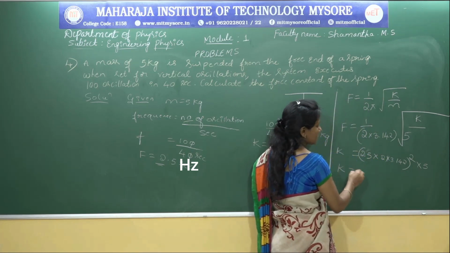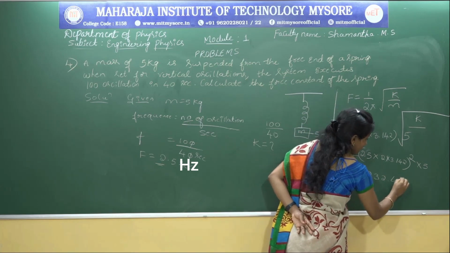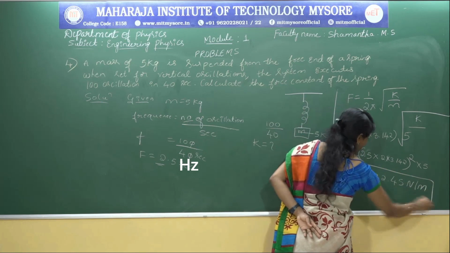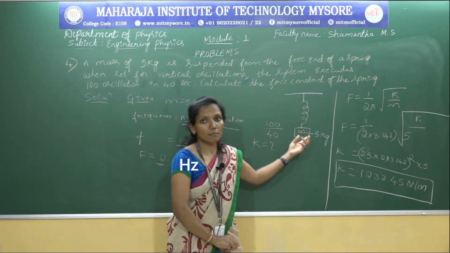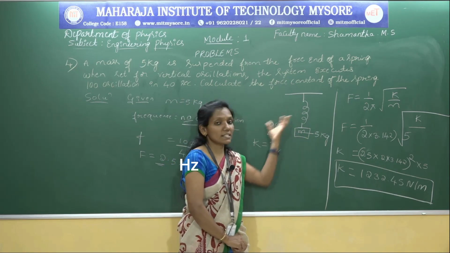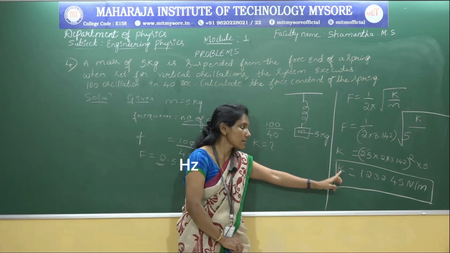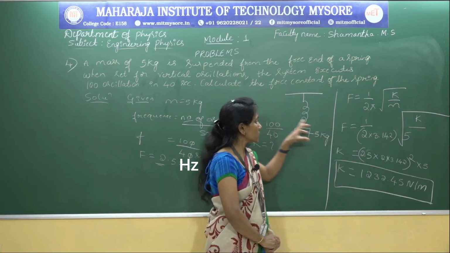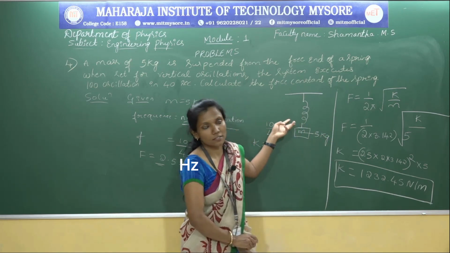Then if we simplify this, what do we get? 1232.45 Newton per meter. What is the unit for this spring constant? So when the spring is attached with the mass of 5 kg, what is the spring constant of that spring? That is k is equal to 1232.45. So that is the spring constant value for this spring.